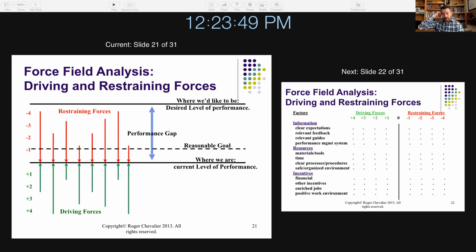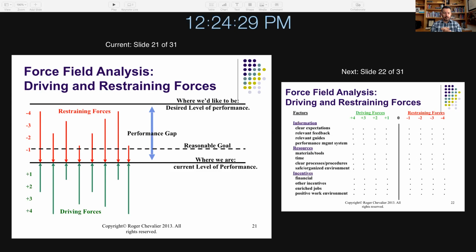Once we have our causes, what we want to do is figure out, or at least quantify, the forces of those causes. Are they major causes? Are they more minor causes? And the way we do that is through that force field analysis. This is a Roger Chevalier developed method, and the way he liked to do it is he liked to draw a line, and then he liked to draw the forces affecting the line. The line would be the performance, where we currently are.